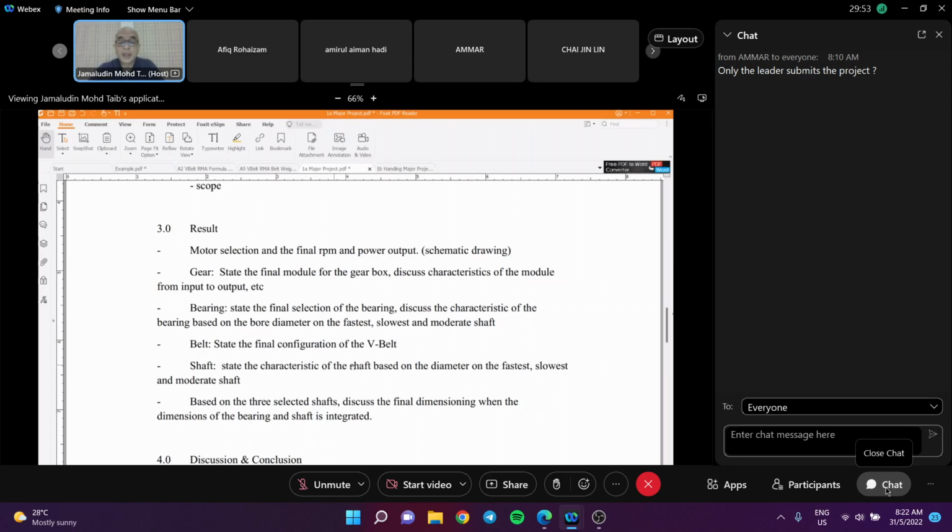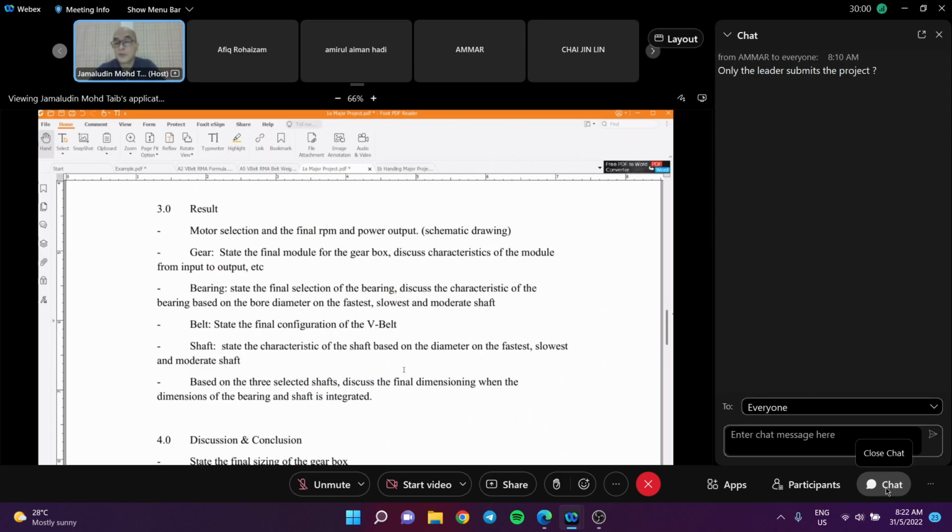Shaft diameter of the fastest, because there are 3 shafts. I think if you have 2 pairs there is a minimum of 3 shafts. If you have more than 3 shafts, just choose 3 shafts. Not to worry. Then you state the diameter of the fastest, lowest, and moderate, and discard the result. Based on the 3 selected shaft and bearing, you have to iterate to find the final dimension for the shaft and the final dimension for the bearing, because there are 9 possible solutions. Maybe you choose one solution.